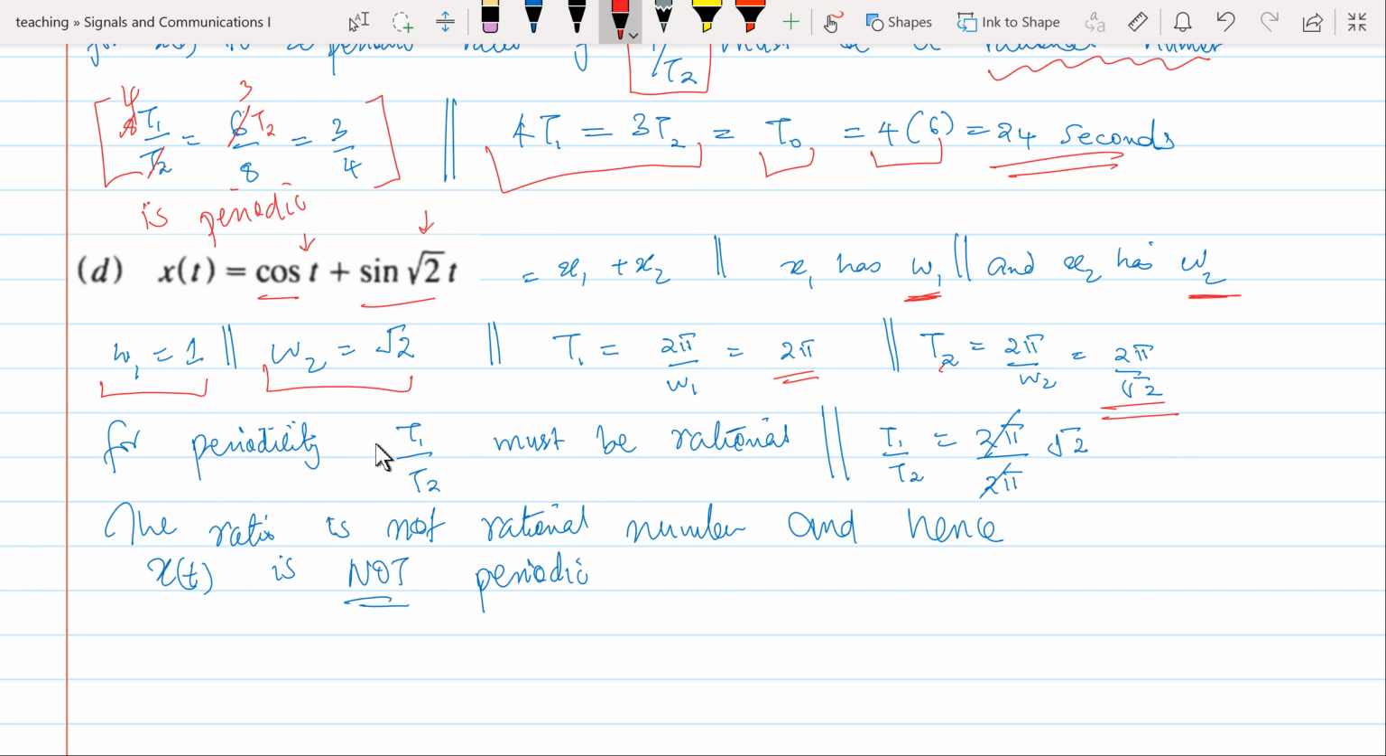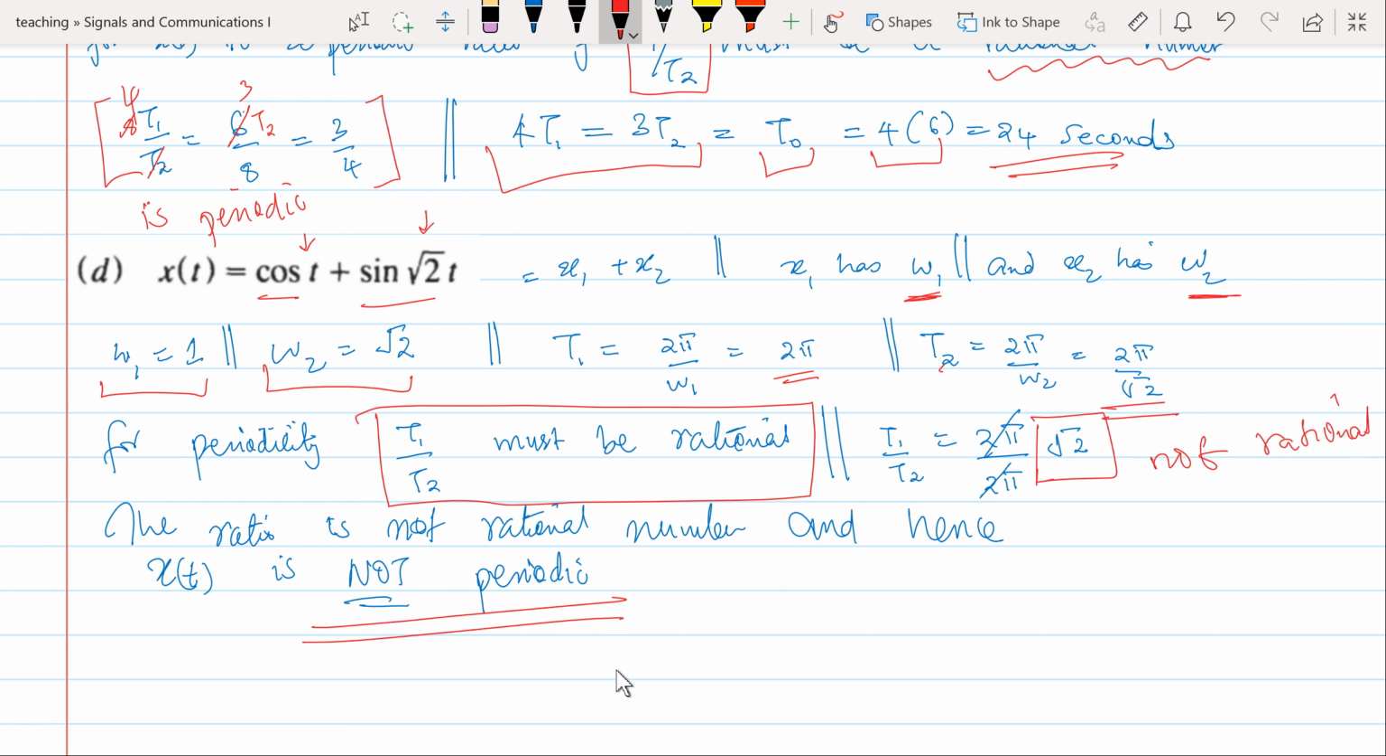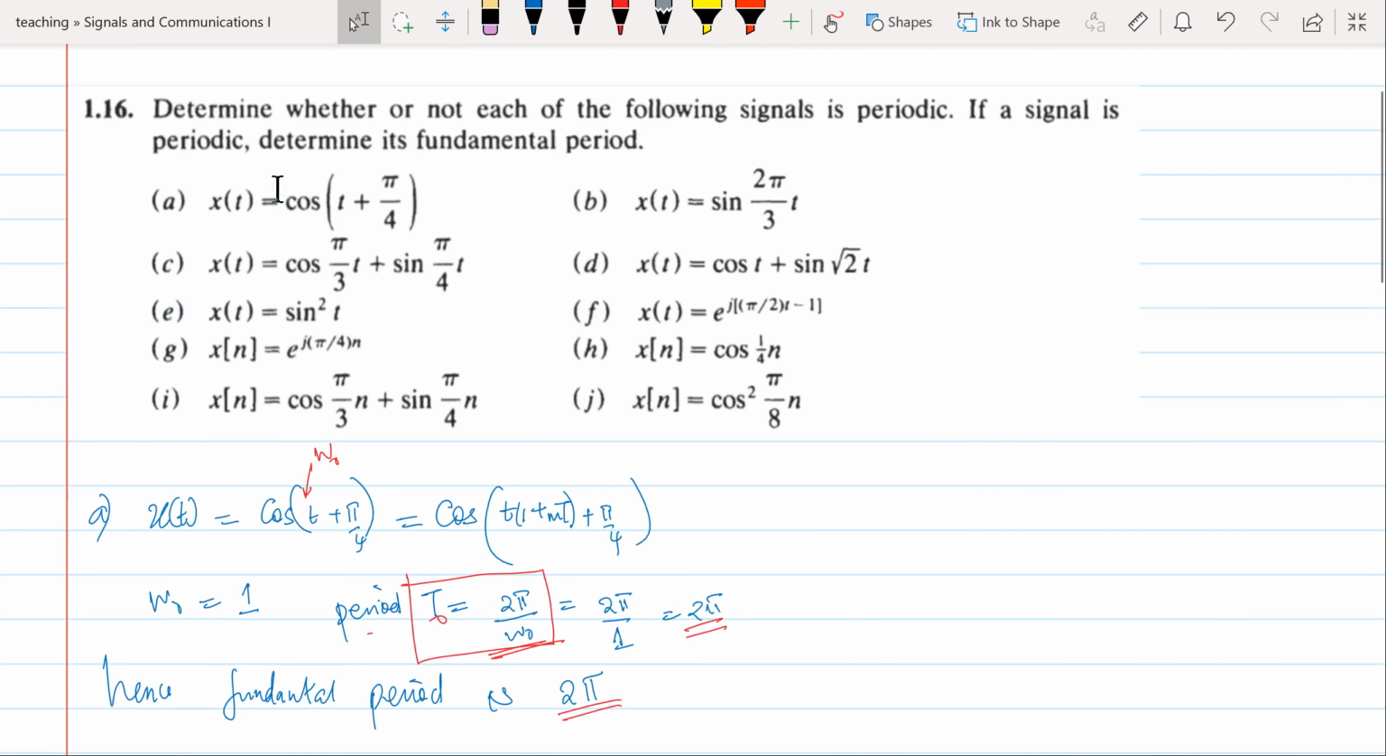And for periodicity, as we have said, this is the condition. We say T1 over T2 gives us 2 pi over 2 pi over root 2, which is root 2, and we see this is not a rational number. Therefore, we observe that our function is not periodic. I have not done the other functions E, F, G, H, or up to I. You can take your own time to look at these ones.